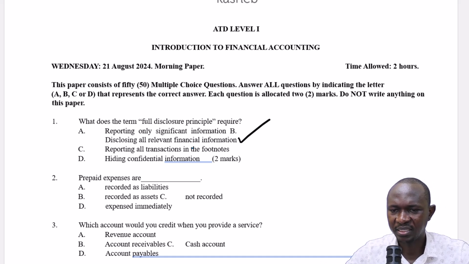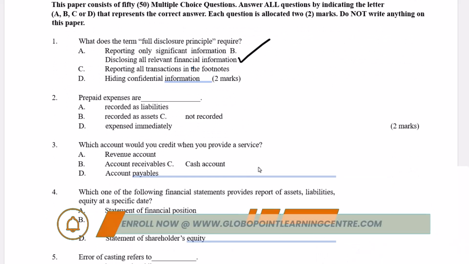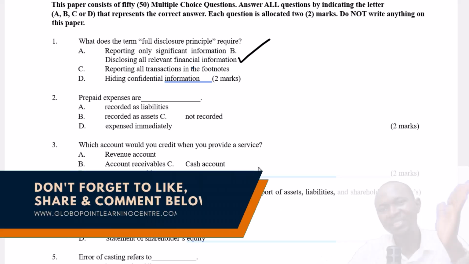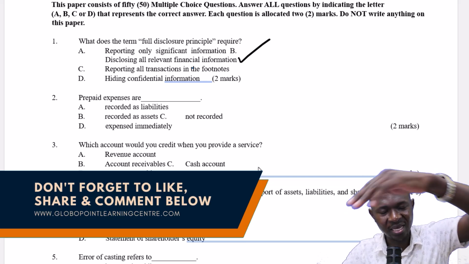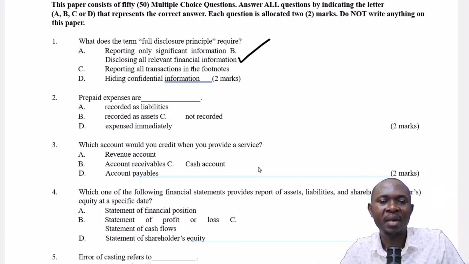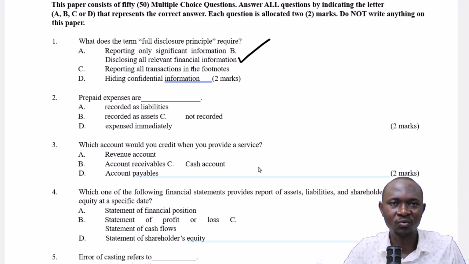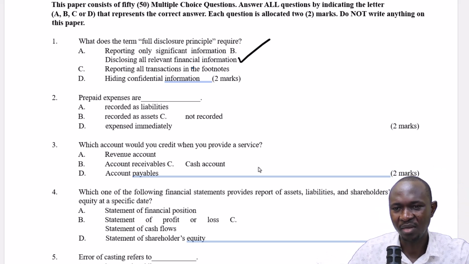Prepaid expenses are recorded as liabilities? No, they are not liabilities. These are expenses that you will not utilize in this financial year. So they are treated as assets waiting to be used the following year. It's as good as you've saved some money for next year. So it's as good as an asset, not a liability.